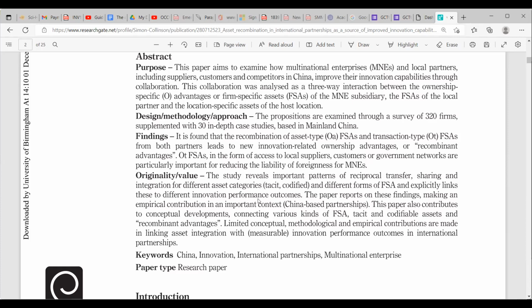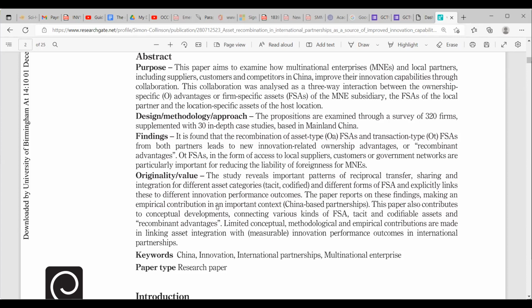Now, look at this. The study reveals important patterns of reciprocal transfer, sharing, and integration for different asset categories, tacit and codified, and different forms of PSA, and explicitly links these to different innovation performance outcomes. The paper reports on these findings, making an empirical contribution, right? An empirical contribution. I can hear you. Can you hear me now? I can hear you now.